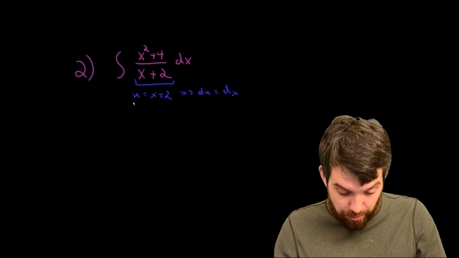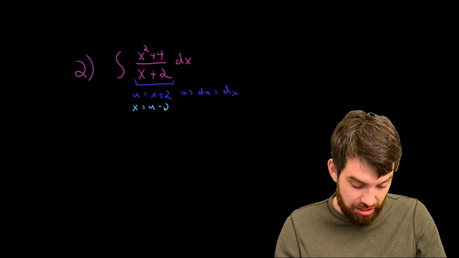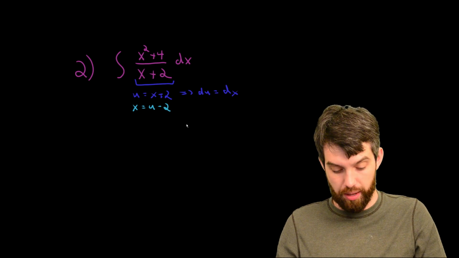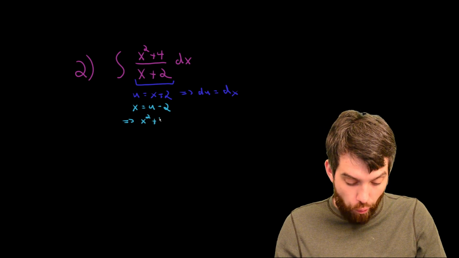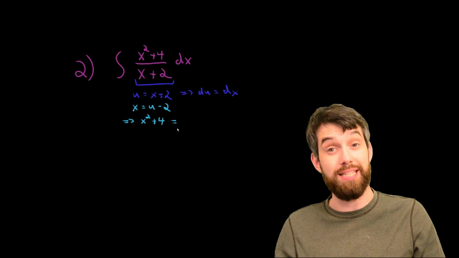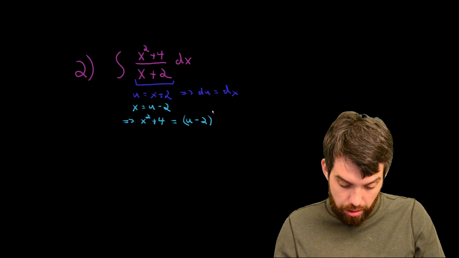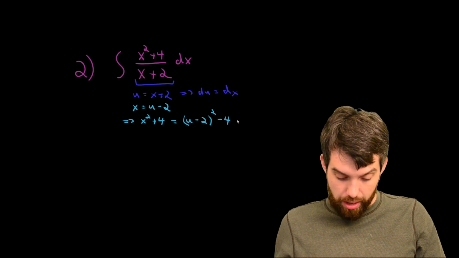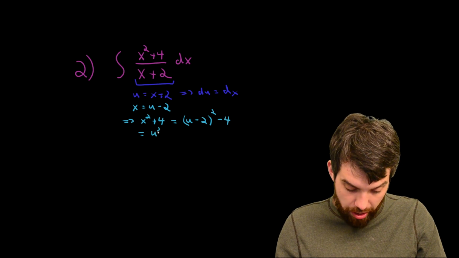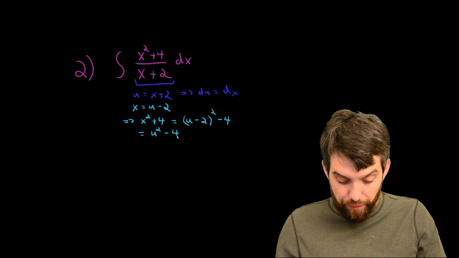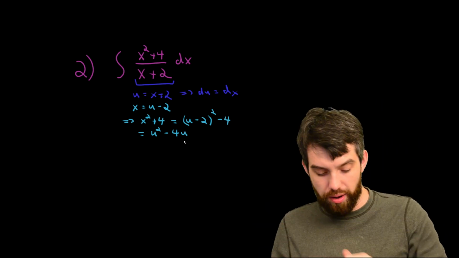If I've got u is equal to x plus 2, that tells me that x is equal to u minus 2. I can just rearrange the formula. And then that's going to tell me that x squared plus 4, because that's what my numerator truly is, x squared plus 4 is, okay, so it's u minus 2 squared plus 4. And u minus 2 squared plus 4 is going to be equal to u squared minus 4u plus 4, and then minus 4, and that's it.